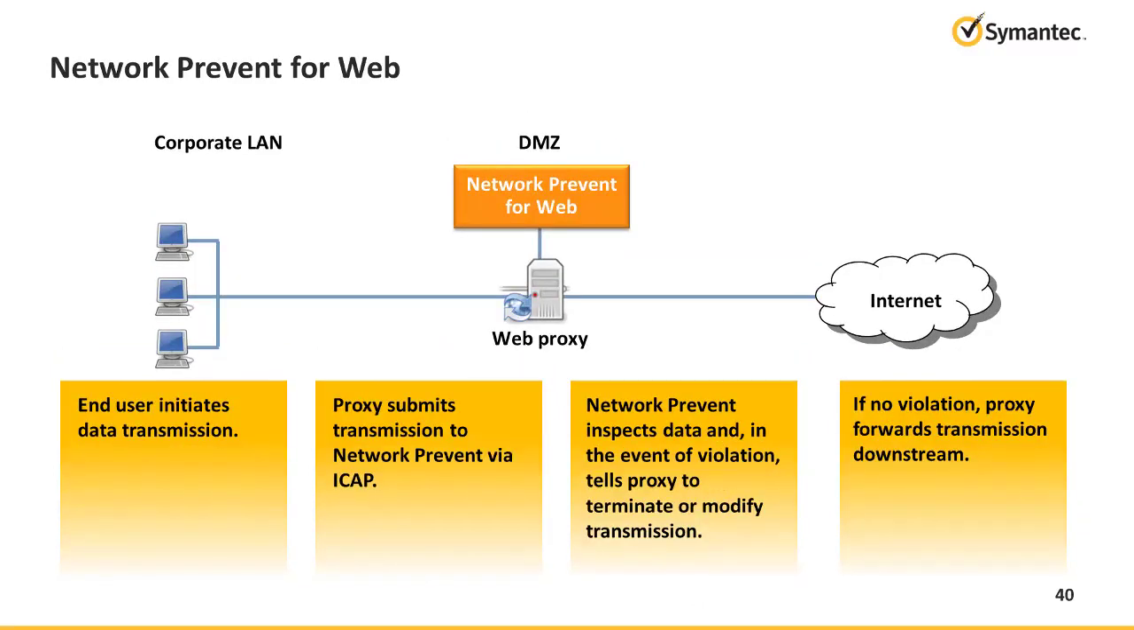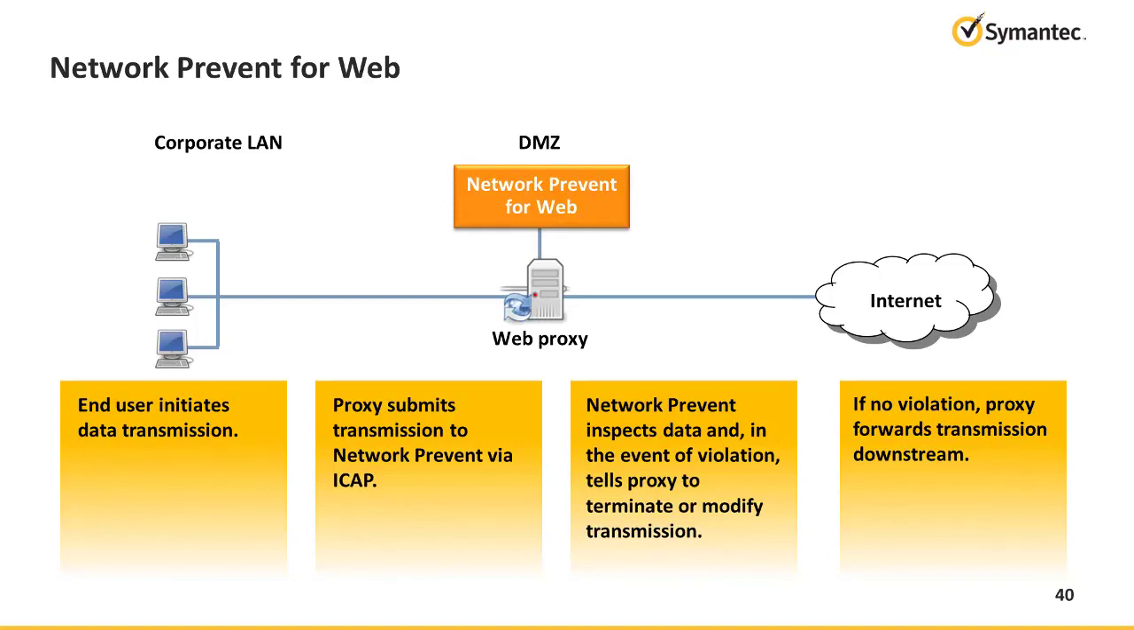Network Prevent for Web lets customers monitor and prevent the transfer of confidential data via web transmissions. The Network Prevent for Web server integrates with an HTTP, HTTPS, or FTP proxy server using the ICAP or SICAP protocol for inline active web transaction management. If it detects confidential data in web content, it can remove the sensitive content or block the transaction entirely.